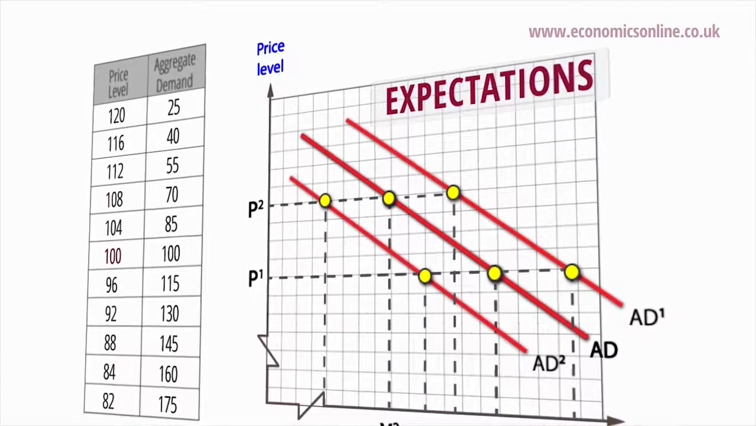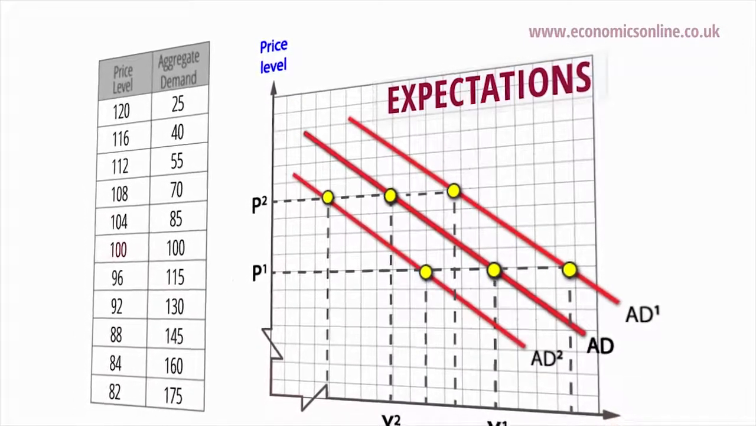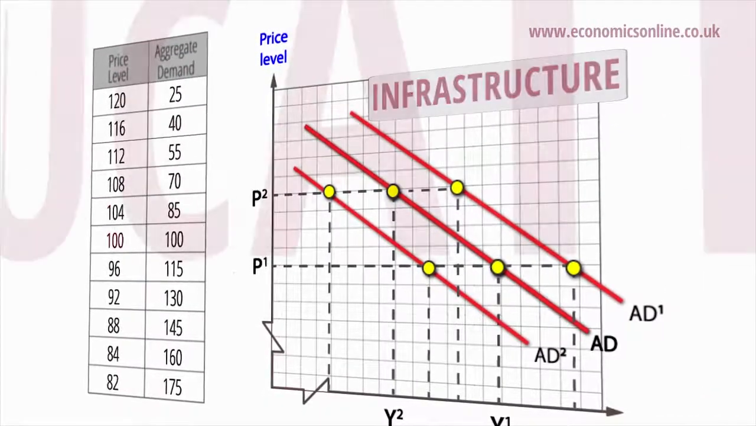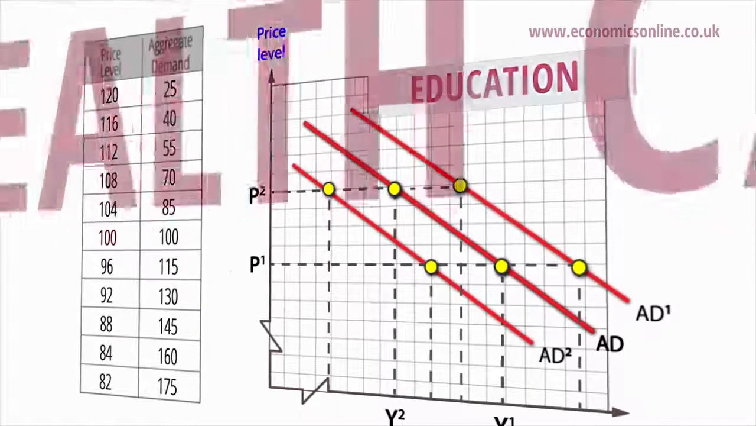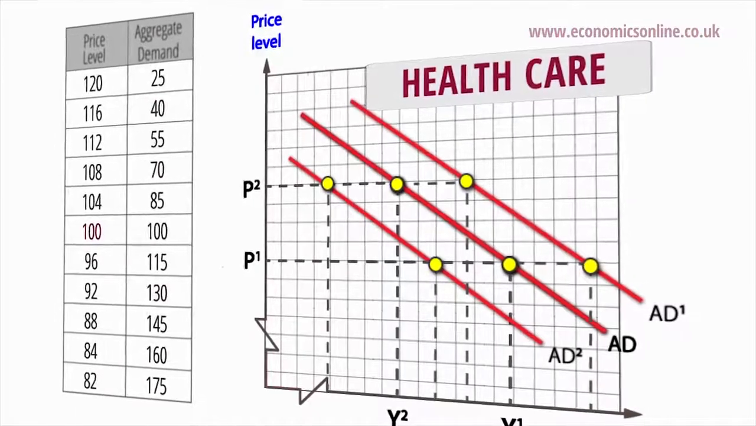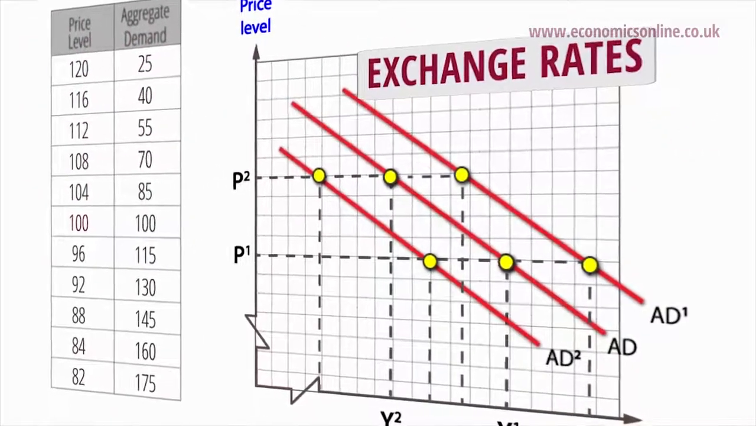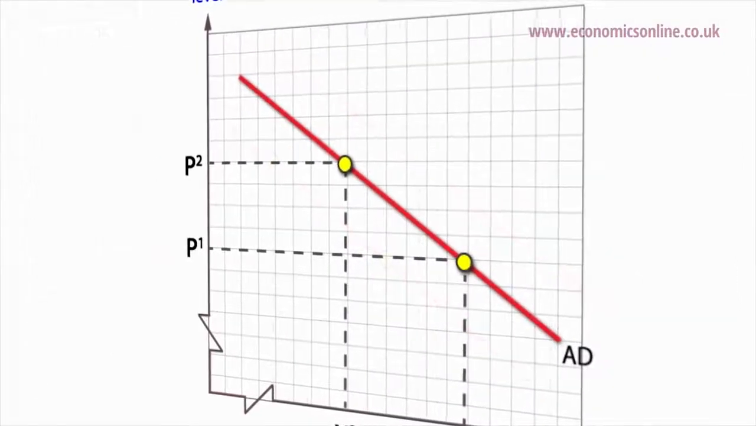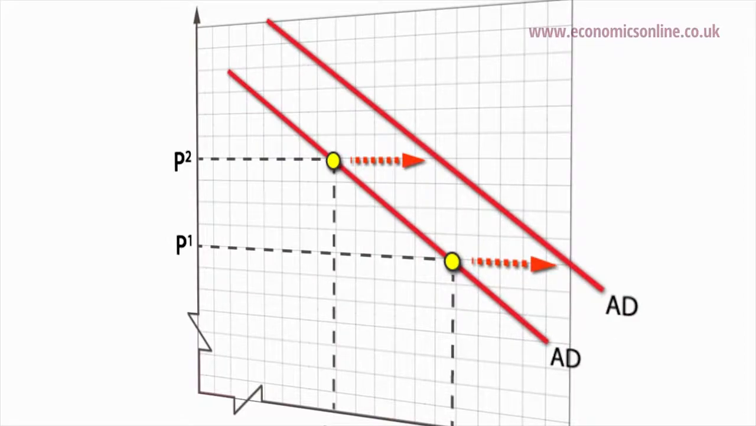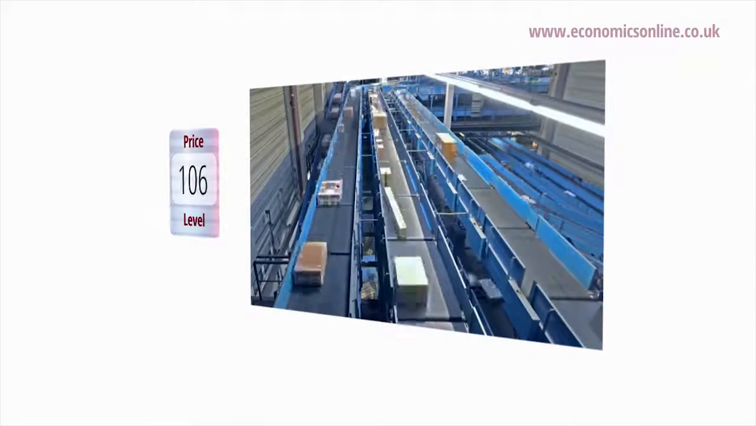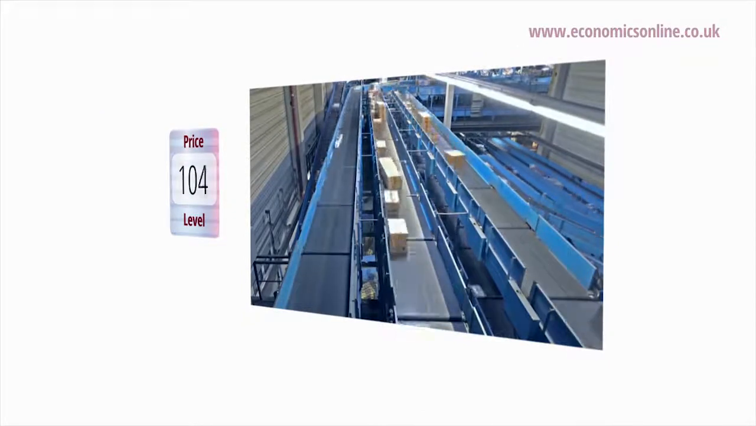Shifts in AD can also arise from decisions by governments to spend more or less, for example, on infrastructure projects or on education and healthcare. Finally, shifts can arise from changes in net exports, such as those caused by changes in exchange rates or a country's competitiveness. The fall in sterling after Brexit gave a short-term boost to UK exports and shifted AD to the right. In terms of aggregate supply, AS, the relationship between it and the price level is more complex and controversial.